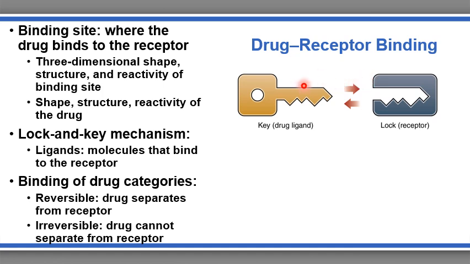So the key is the drug ligand. The ligands are basically responsible for either activating or inactivating a receptor, okay? And what that's effectively going to do is either increase or decrease the function of a cell. If you think of most drugs that people take, they either cause a specific increase in a response in the body, or they decrease a response or try to suppress a response. And that's basically what's going to happen with the drugs.